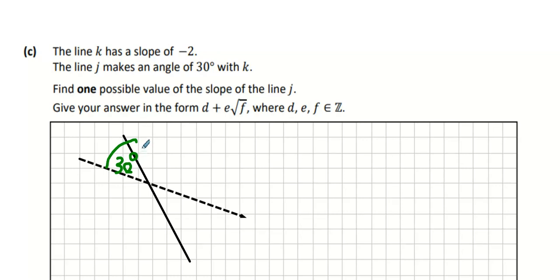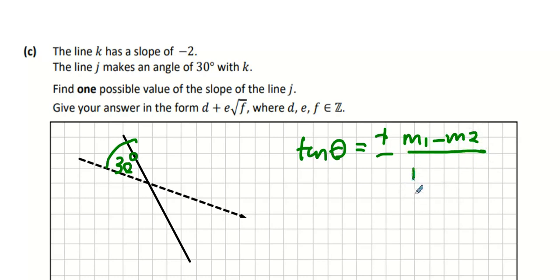Now, it says one possible value of the slope. There might be more than one possible value of the slope you could do. Okay. Now, there's a formula for this. Okay, it's called two lines intersecting each other, and it's on top of page 19. And the formula in your tables on top of page 19 is tan theta equals plus or minus m1 minus m2 all over 1 plus m1 m2.